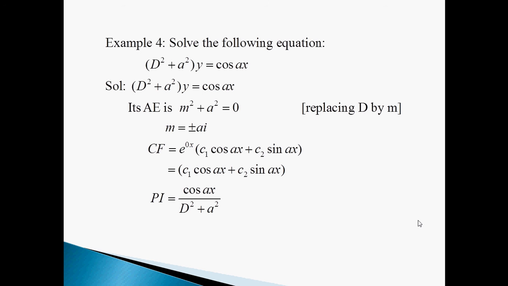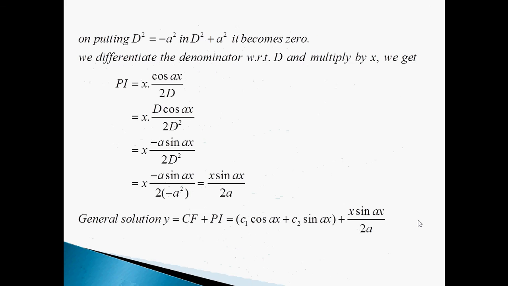Now we find the particular integral, cos ax upon (D square plus a square). On putting D square equal to minus a square in D square plus a square, it becomes 0. So we differentiate the denominator with respect to D and multiply by x. We get the particular integral x into cos ax upon 2D.